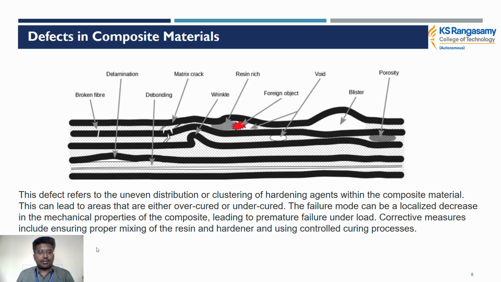These defects refer to uneven distribution or clustering of hardening agent within the composite material. This can lead to areas that are either over-cured or under-cured. The failure mode can be localized, degrading the mechanical properties of the composites. Corrective measures include ensuring proper mixing of the resin and hardener and controlling the curing process.